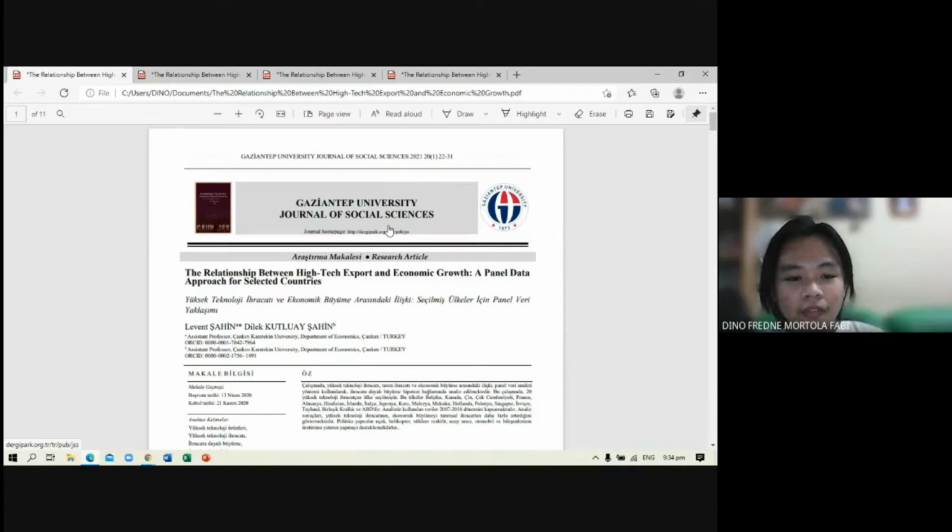Second procedure, the researchers implemented the Hausman test. The Hausman test is used to choose among fixed effects or random effects estimators. Third procedure, the researchers applied heteroskedasticity and serial correlation tests. The fourth and final procedure, the final estimate is implemented using robust panel data test.